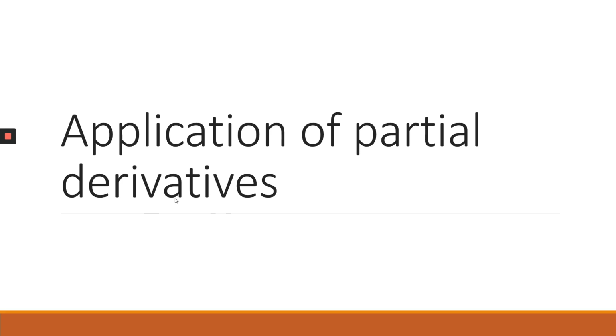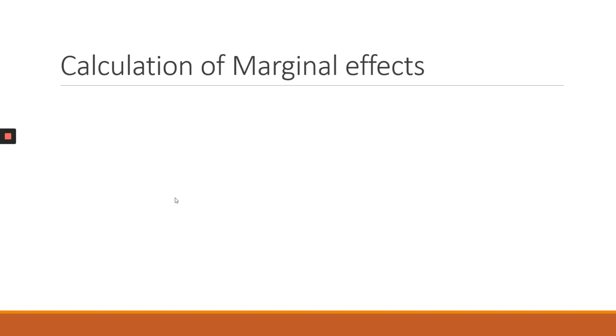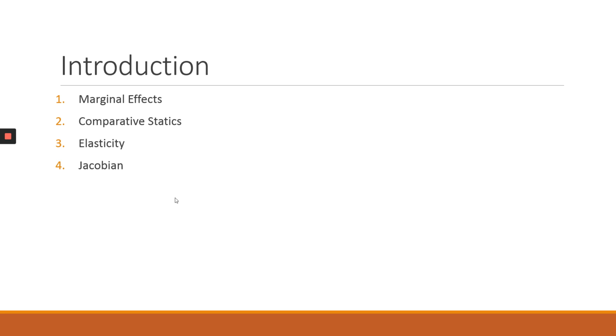So in this video, we're going to look at the application of partial derivatives to economic models. This application exercise, we're going to split it into 4 sections, starting with looking at how we can calculate marginal effects using partial derivatives. We also look at comparative statistics, basically working from the national income and the market models that we have looked at, and then the calculation of elasticity, as well as applying partial derivatives to the Jacobian. So for this session, we'll work through the first 3, and then the Jacobian, we'll do it in the next video.